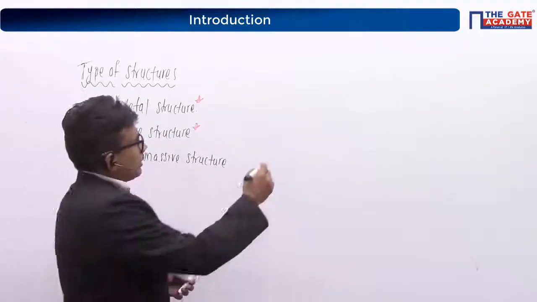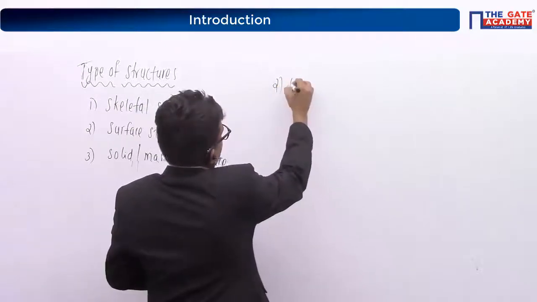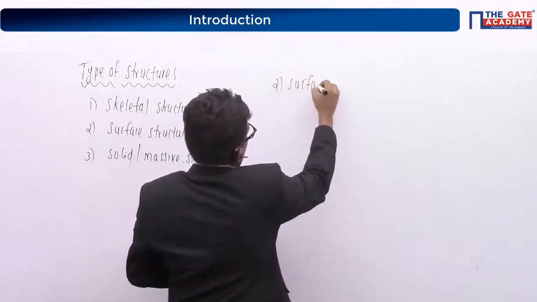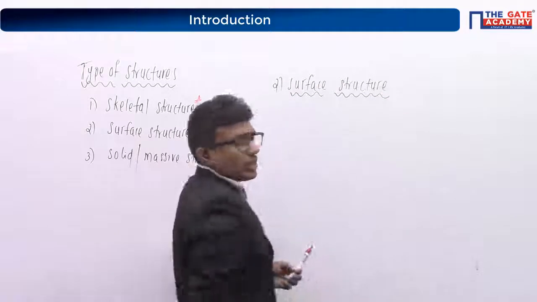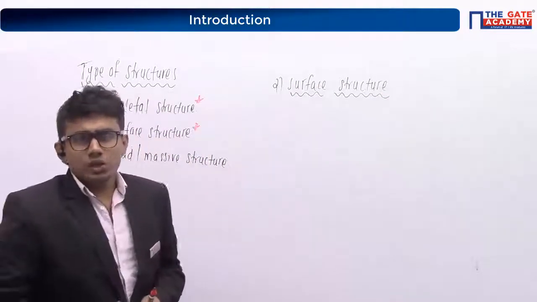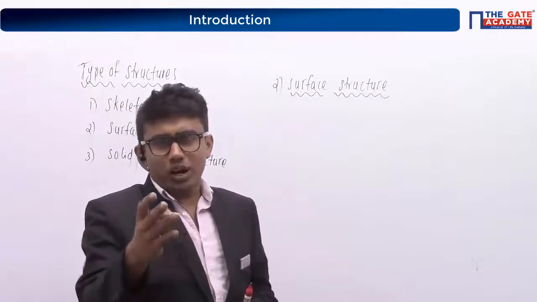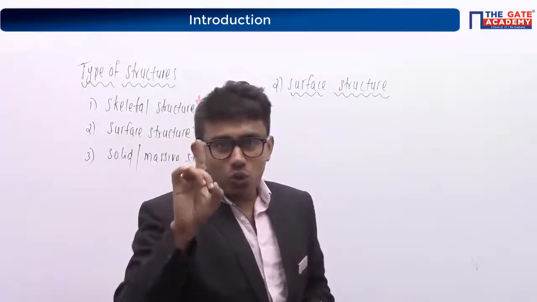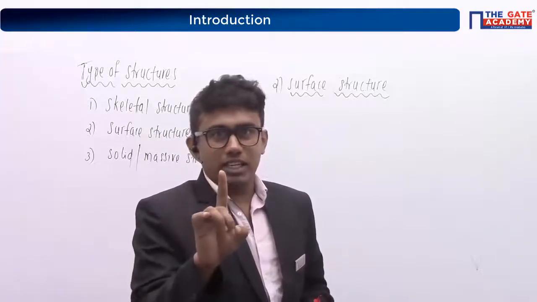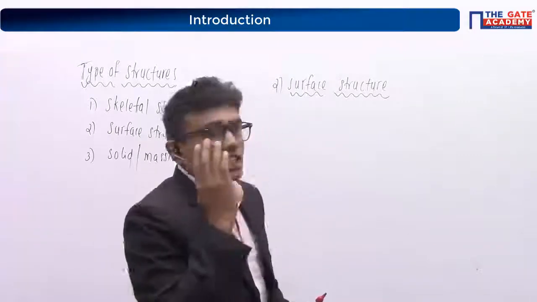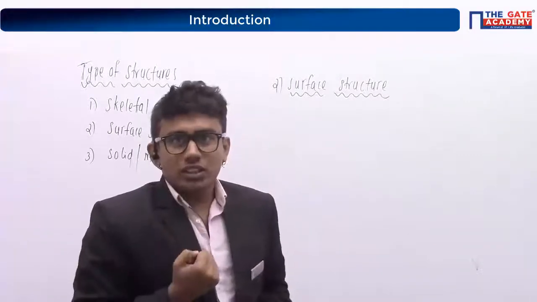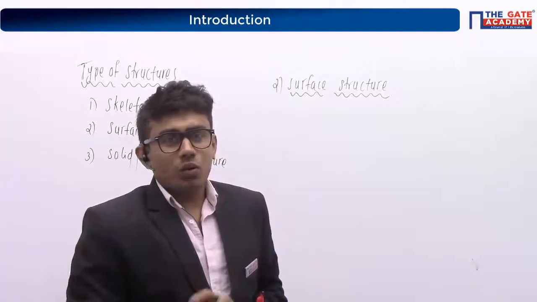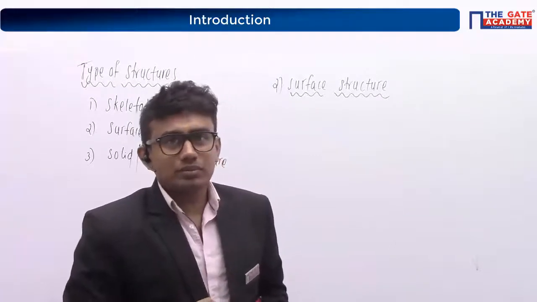You can write down the second topic, that is our surface structures. Okay. So what is a surface structure? I hope you already know this. We have discussed skeletal structure. There was only one dimension predominating in a skeletal structure, so in a surface structure. Then what will be skeletal structures? Anyone?